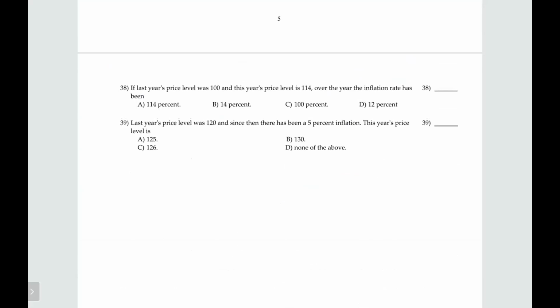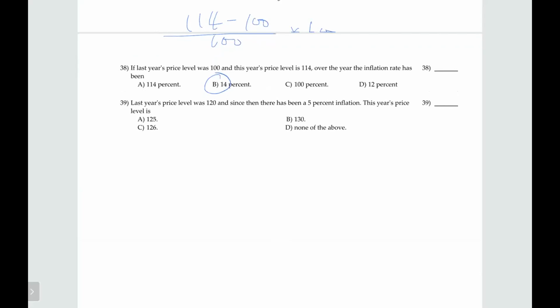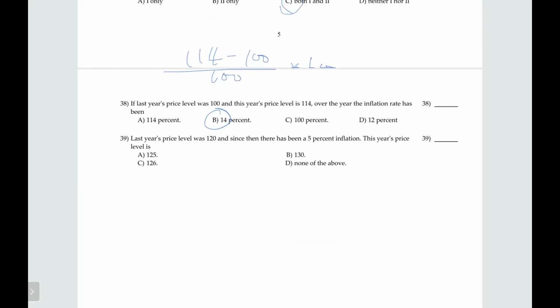38. If last year's price level was 100, and this year's price level is 114, over the year, the inflation rate has been... The answer is B. This is how we calculate: 114 minus 100, divided by 100, times 100. This is the percentage change in price level.